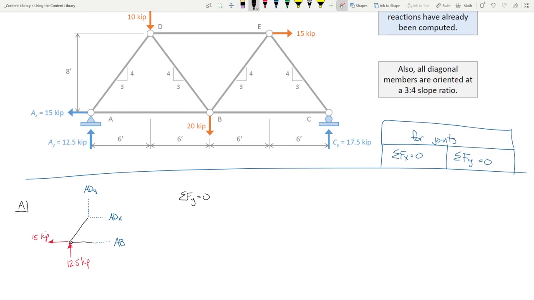If I have 12 and a half kips going up, what is ADY? 12 and a half kips down. Okay. That's simple. So if you want, you can draw out your table and whatnot. You know, put everything going up on one side, everything down on the other. Personally, I don't think it's all that necessary for a problem like this. So ADY is 12 and a half kips going down. So I'm going to draw that like that.